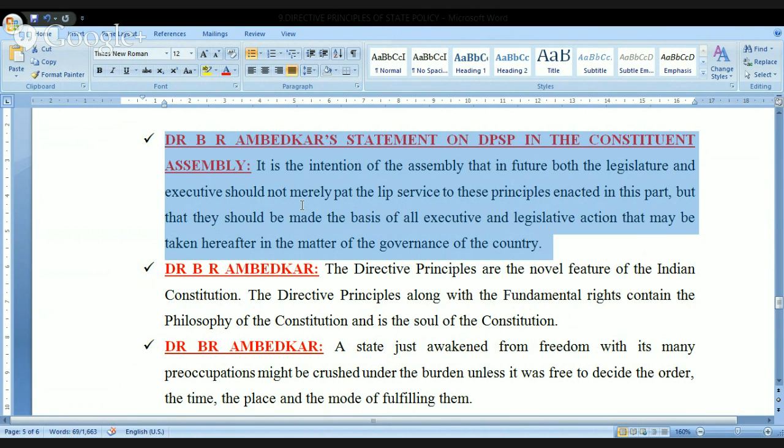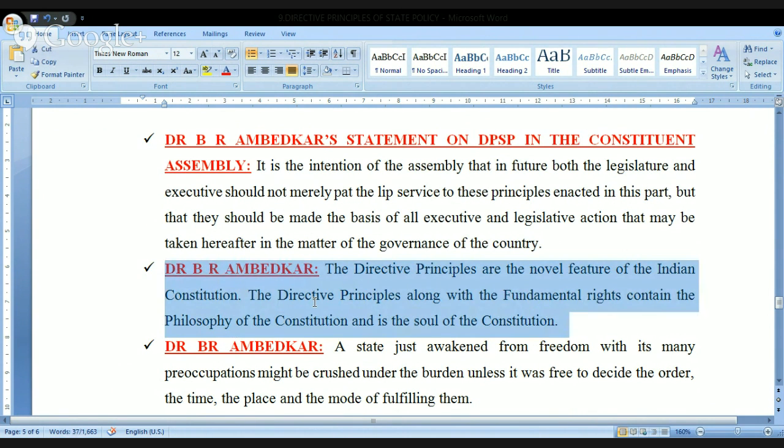Lip service in the sense, it is not just saying something, but Dr. B.R. Ambedkar was also insisting on the dynamic part of the government. So whatever the action you are taking, maybe the legislature, maybe the executive, in the governance of the country, you should use these principles in the governance. That is the thing that was highlighted by Dr. B.R. Ambedkar. And the same gentleman has given one more thing.